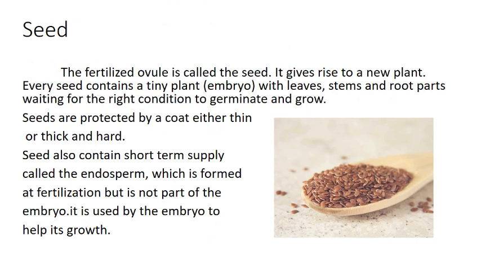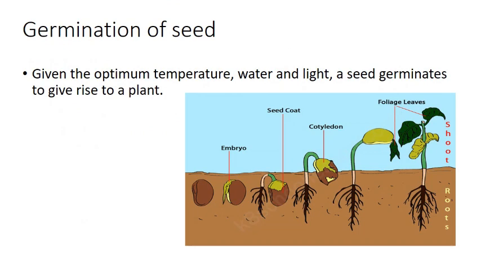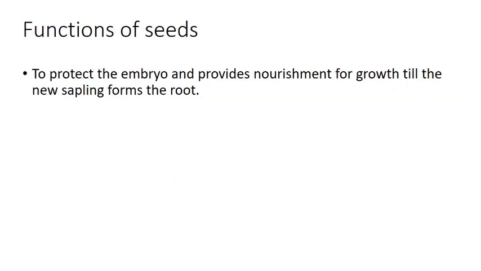Every seed contains a tiny plant embryo with leaves, stem, and root parts waiting for the right conditions to germinate and grow. Seeds are protected by a coat, either thin or thick and hard. Seed also contains a short-term food supply called the endosperm, which is formed at fertilization but is not part of the embryo. It is used by the embryo to help its growth. Given the optimum temperature, water and light, a seed germinates to give rise to a plant. In the figure, you will see how the germination takes place.